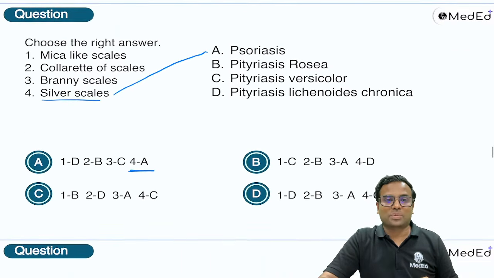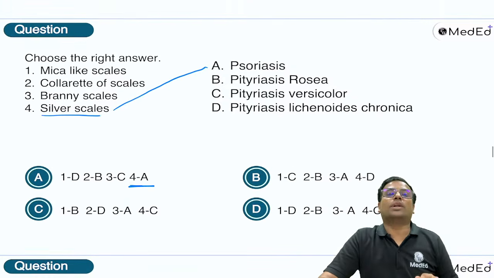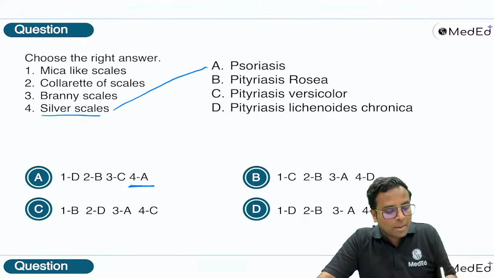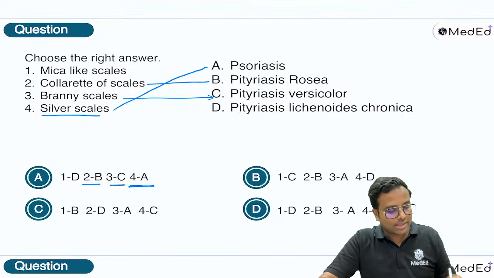So let's see the other options. Where do you find collarette of scales? We just discussed that. Collarette of scales, or a cigarette paper-like scaling, or a peripheral scaling, is seen in Pityriasis rosea. So 2 is B. Brany scales can be seen in Pityriasis versicolor. So 3 is C and 1 is D.